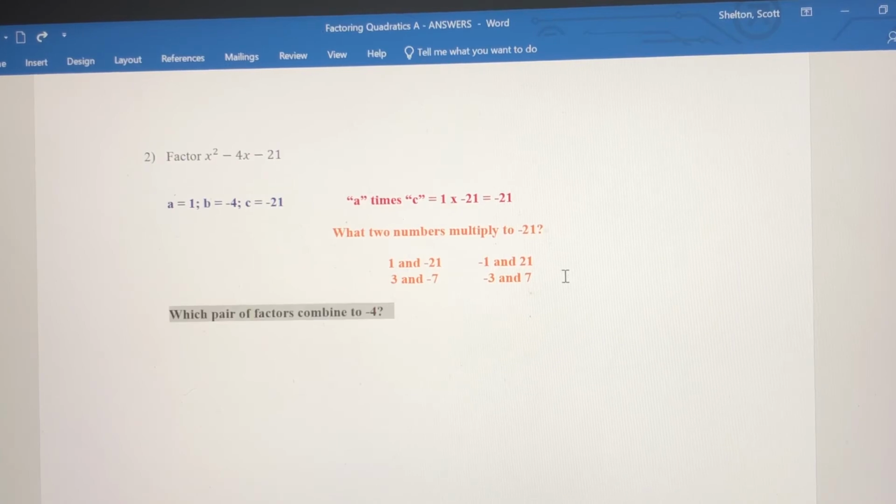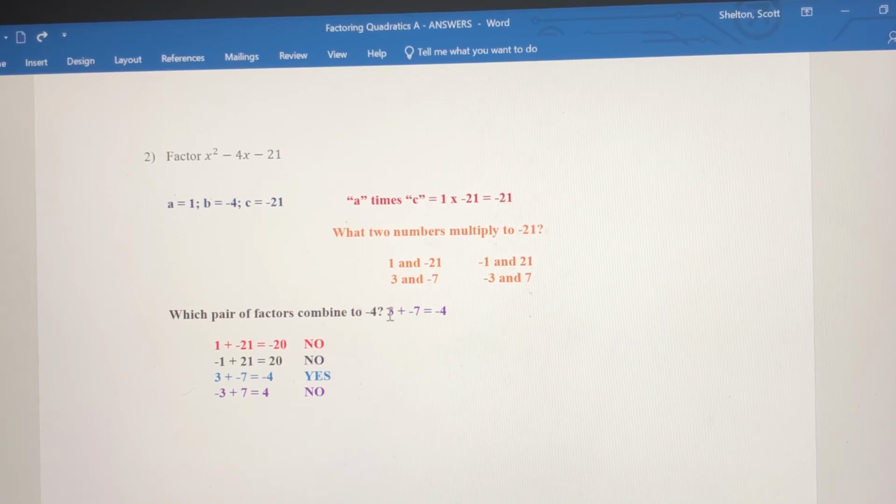So which of those pairs combine to give me my middle coefficient of negative 4? Let's test all those. The first pair doesn't work, 1 and negative 21. Second pair, negative 1 and positive 21, doesn't work. Third pair, looks like it does work. 3 and negative 7 combines to be negative 4. Let's go ahead and check the last one just to show that it doesn't work. So the pair that's going to work is 3 and negative 7.